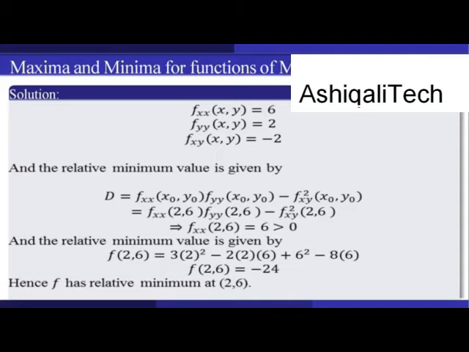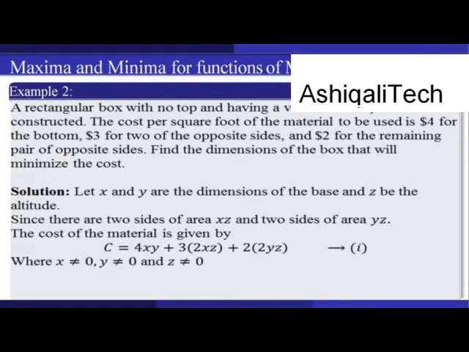Dear students, now we see another example. A rectangular box with no top and having a volume of 12 feet cubed is to be constructed. The cost per square foot of the material to be used is $4 for the bottom, $3 for two of the opposite sides, and $2 for the remaining pair of opposite sides. Find the dimensions of the box that will minimize the cost.